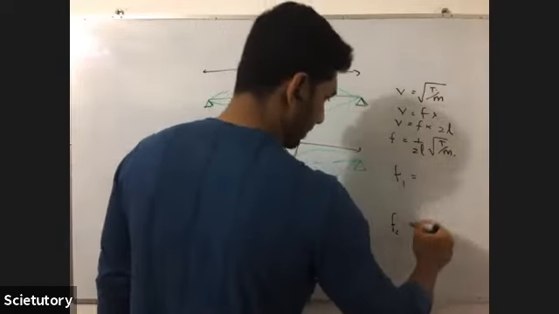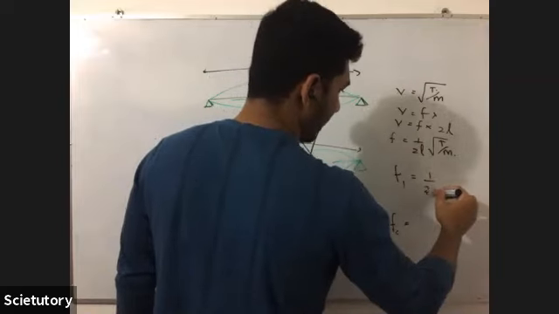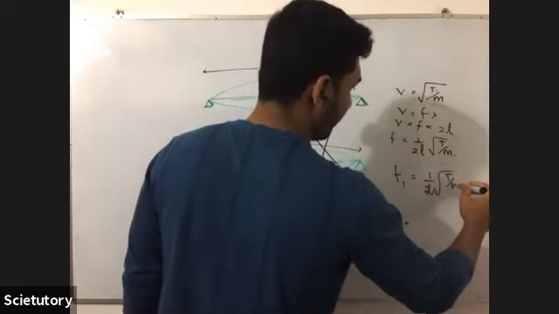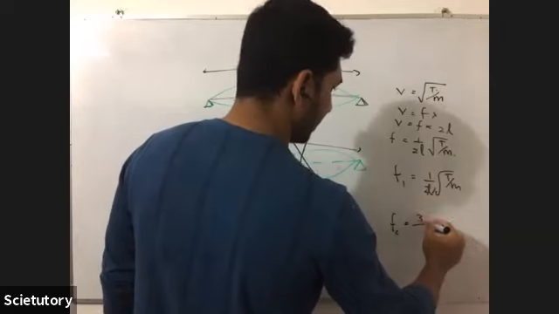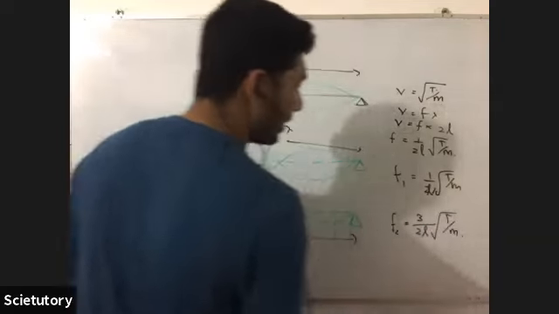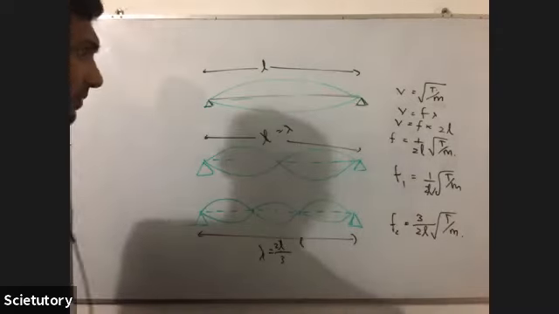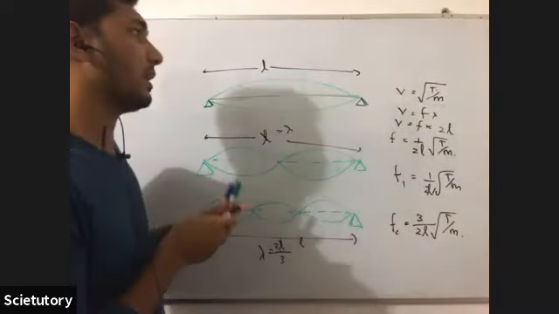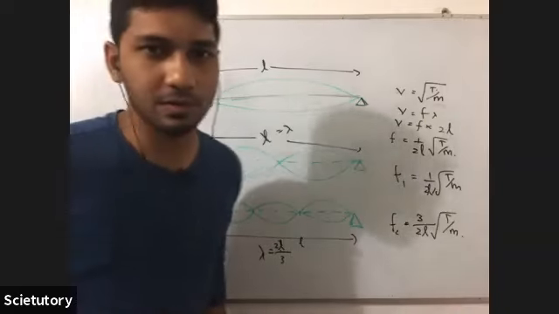Okay. So this will be like 1 over 2L square root T over M, and this will be like 3 over 2L square root T over M. Okay. So like that. So these are standing waves. Okay.